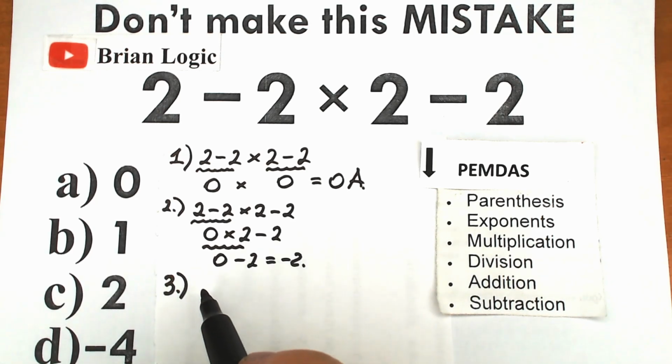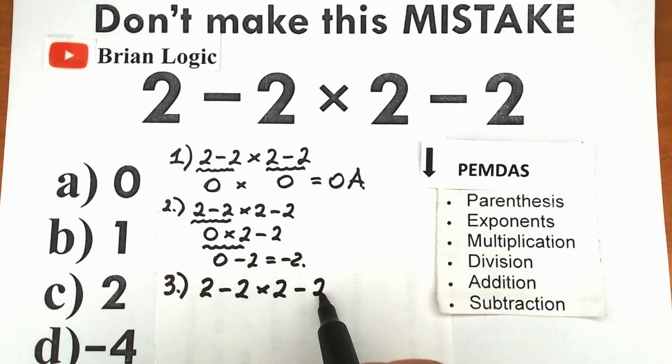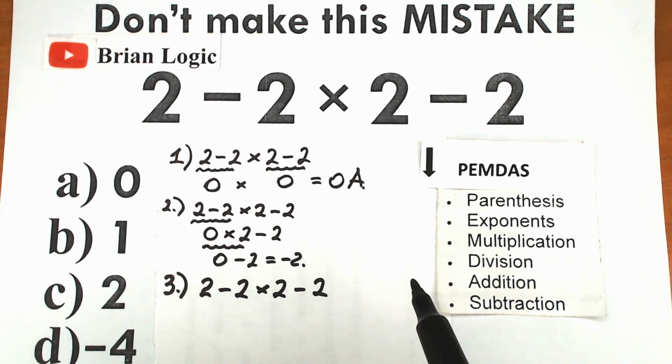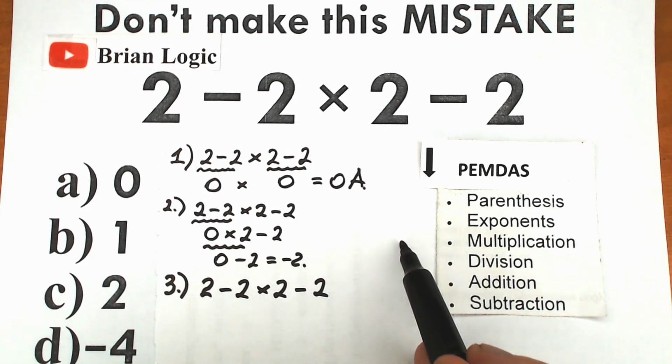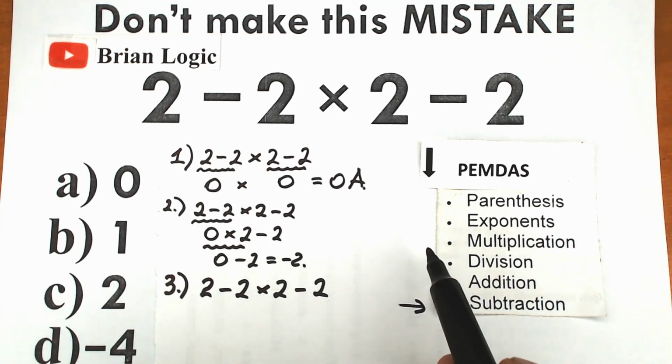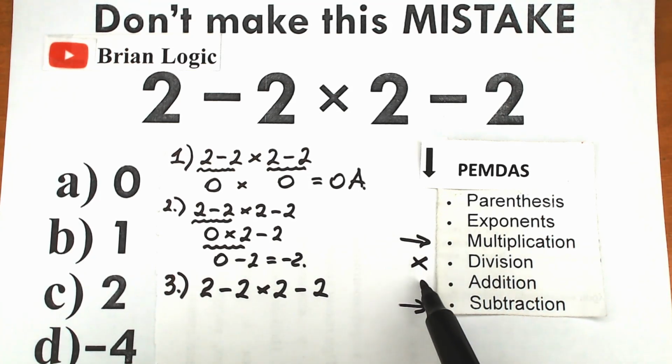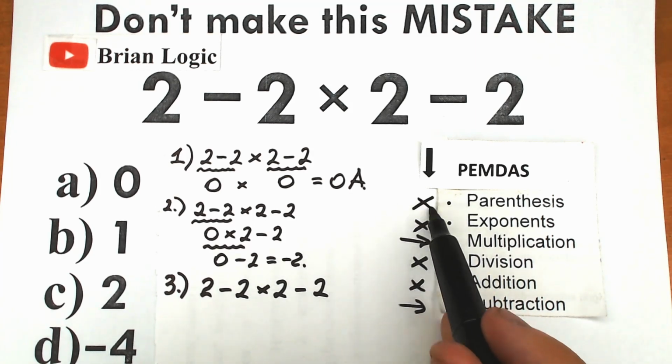So let's rewrite our challenge. We have 2 minus 2 times 2 minus 2. Okay, here's our challenge. And what does PEMDAS tell us? PEMDAS tells us, okay, we have a lot of steps, a lot of math operations right here, so let's scan what math operations we have. We have subtraction, we have multiplication. So where do we have this? We have subtraction right here, and we have multiplication right here. We don't have division, we don't have addition, we don't have exponents, we don't have parentheses.